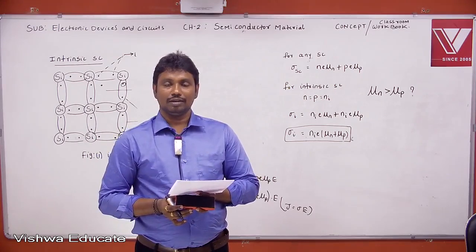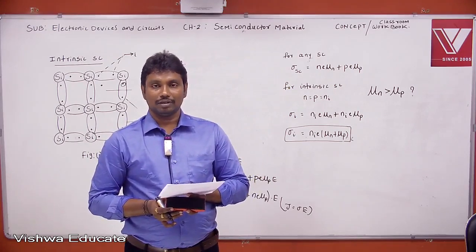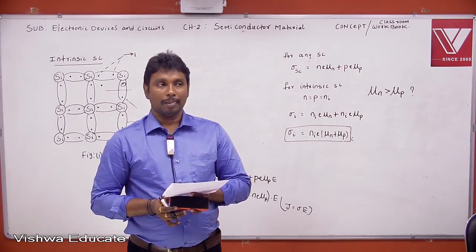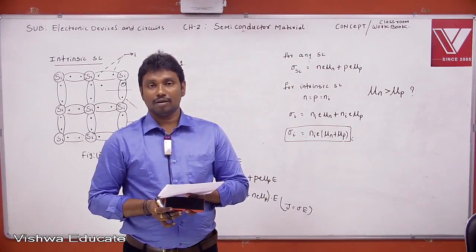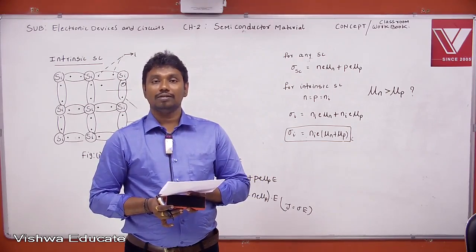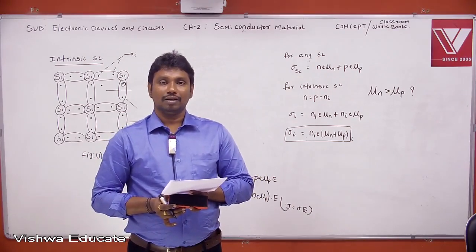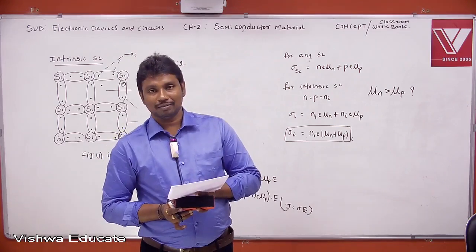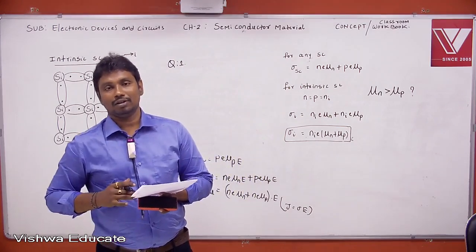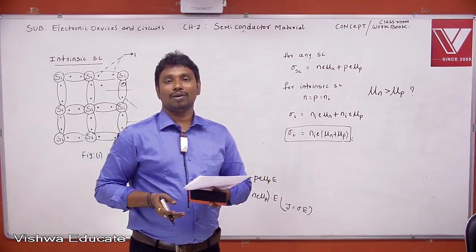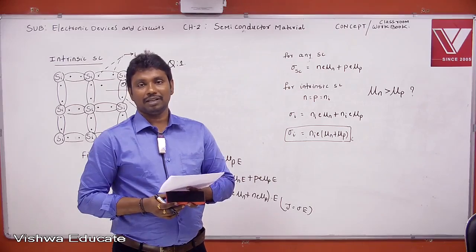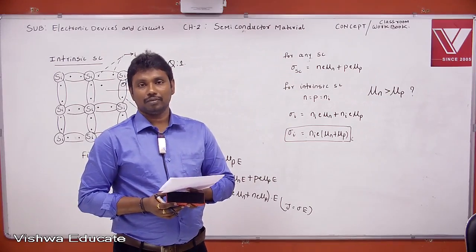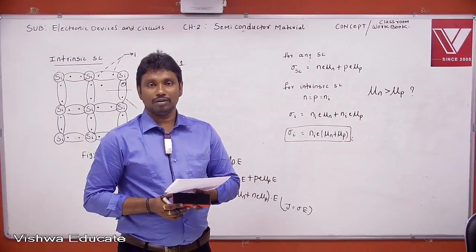Calculate, first bit, the conductivity; second bit, the resistance of the sample, if L equal to 1 centimeter and the cross-sectional area of the sample is 10 power minus 2 centimeter square.